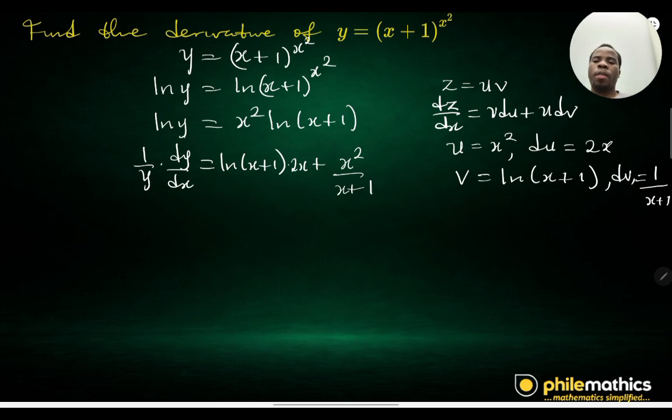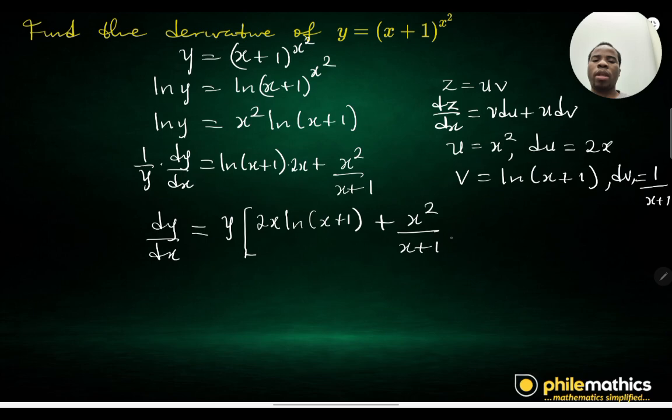And now I can multiply through by y. The y dy/dx will leave us with y multiplying 2x natural log of (x plus 1) plus x squared over x plus 1. Now what's our y? Our y is in our question.